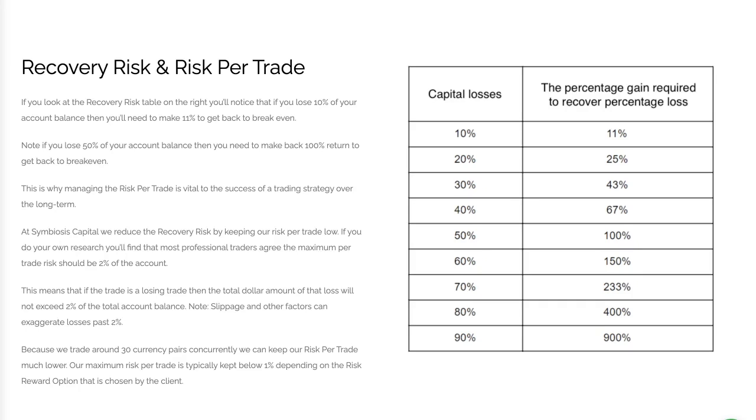If you do your own research, you'll find that most professional traders agree the maximum risk per trade should be 2% of the account. This means that when there is a losing trade, the total dollar amount that's lost will not exceed 2% of the total account balance. Because we trade around 30 currency pairs with multiple trading strategies, it allows us to keep our risk per trade much lower. Our maximum risk per trade is typically less than 1%, in most cases below 0.5%, depending on the risk-reward option that's chosen by the client.